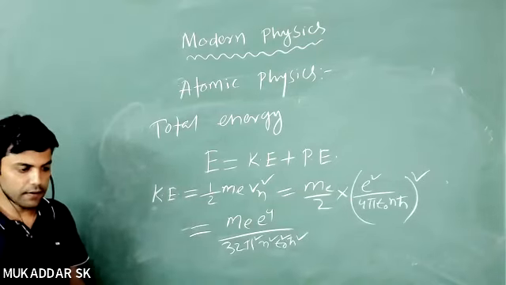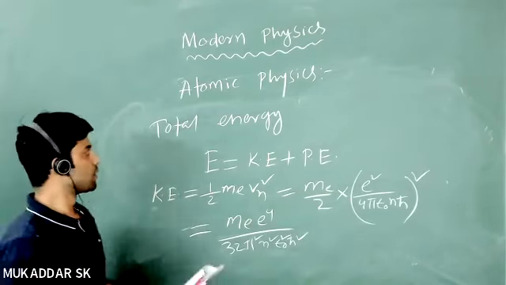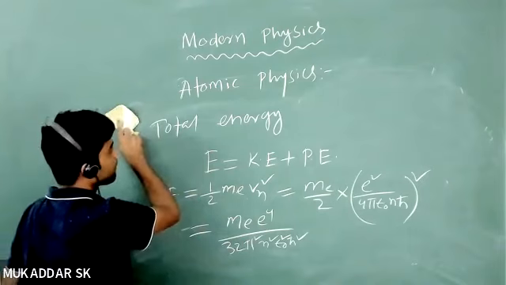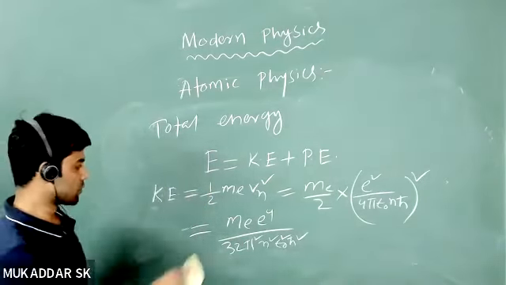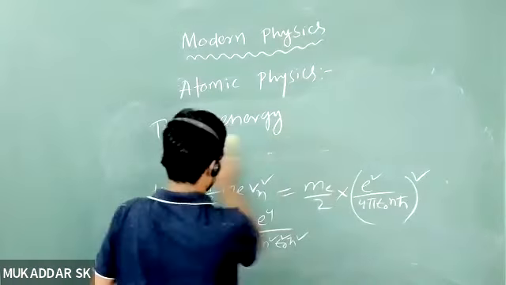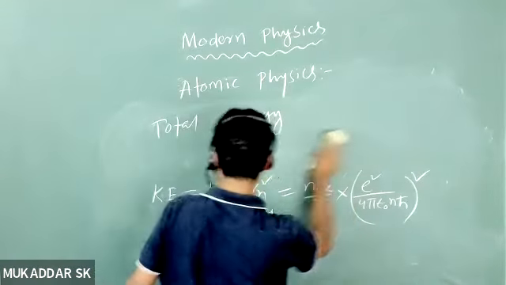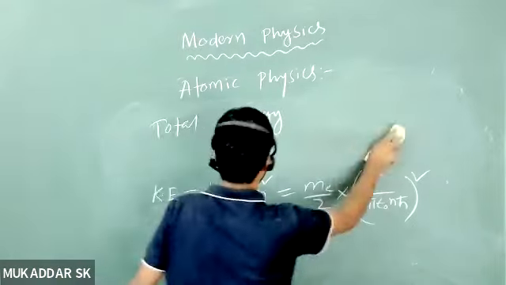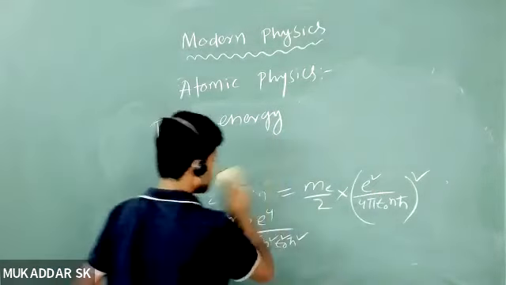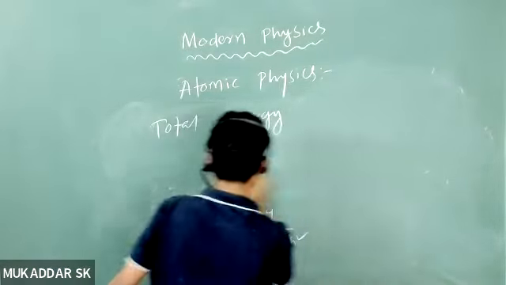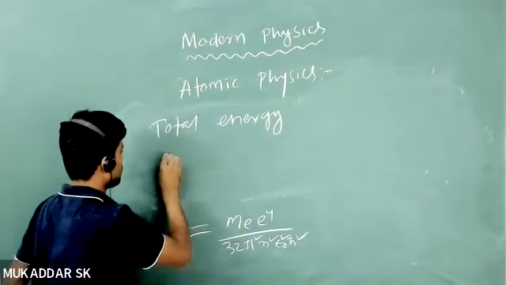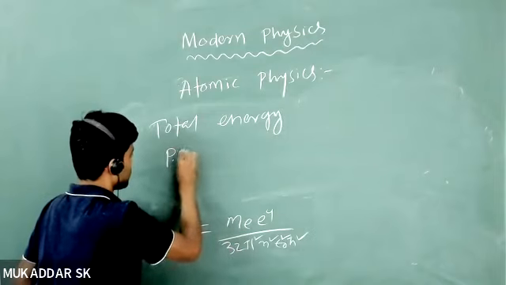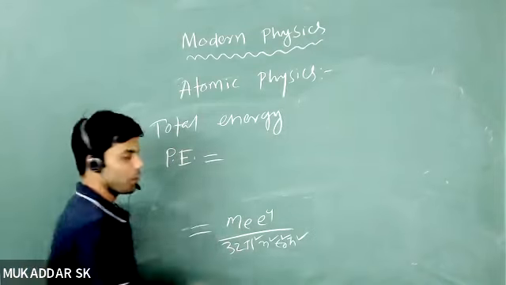Shall I proceed? Yes, sir. Okay, so this is your kinetic energy. Now how much will be the potential energy? So the potential energy of the electron will simply be your Coulombic potential, right?